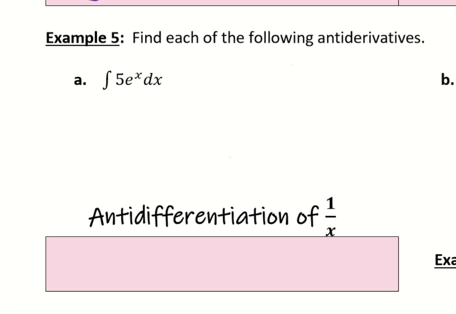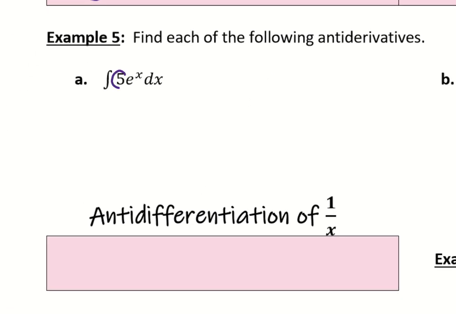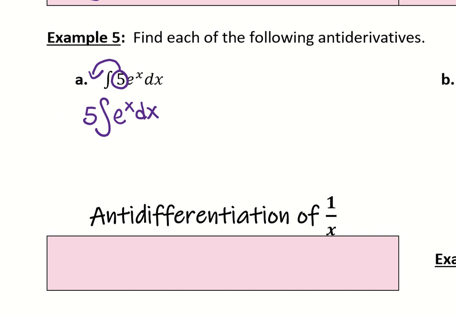So for this guy right here, first of all, hopefully you're getting in the habit of seeing that number and putting it in front of your integral. So that's 5 times the integral of e to the x dx. And now, what function has e to the x as its derivative? We know it. It's e to the x. So bring that 5 along for the ride. 5e to the x plus c.